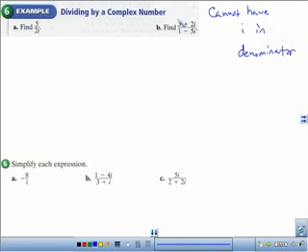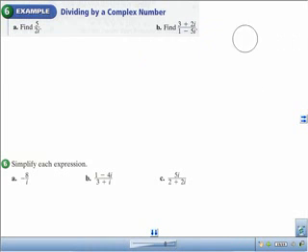Let's take a look at this one right here. Now, over here, since we have 1 minus 5i, it's different from this. Over here, I was just multiplying with another number. Over here, we have a complex number on the bottom. If you have a complex number on the bottom, you're going to have to multiply the top and the bottom of the fraction by what's called the conjugate, okay?